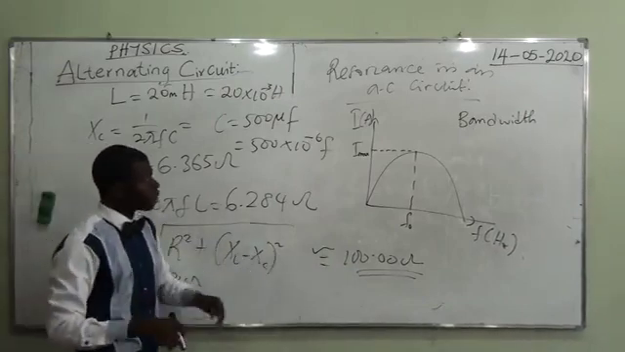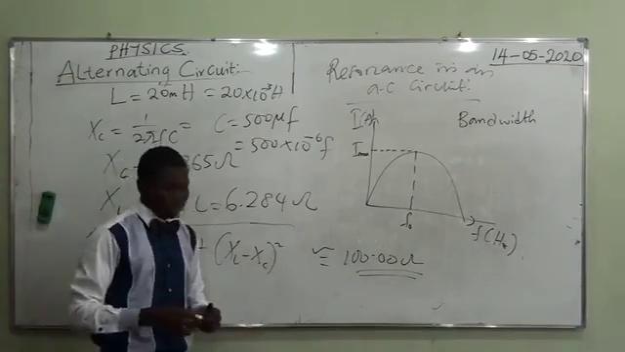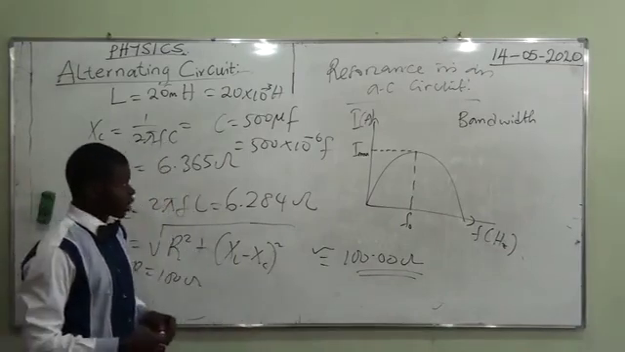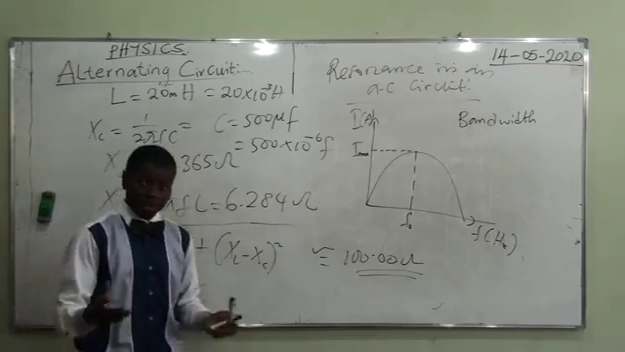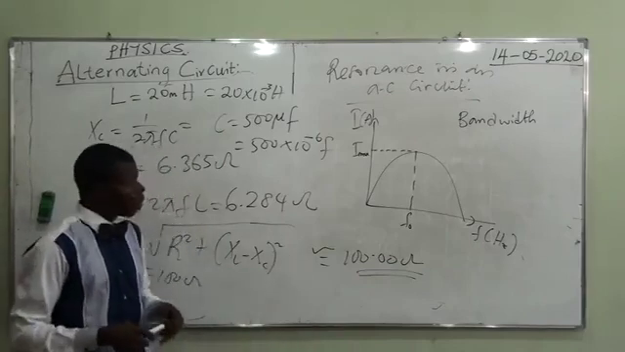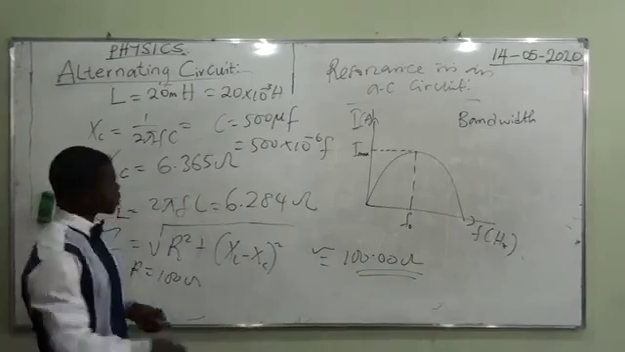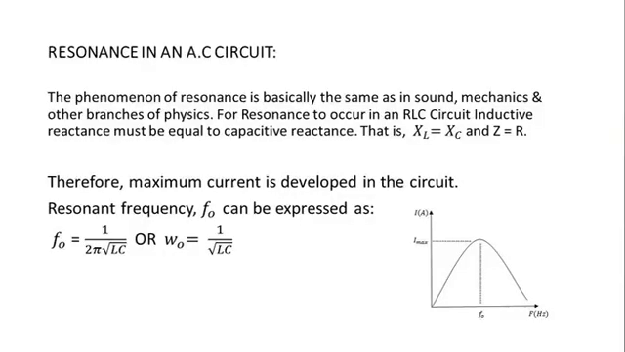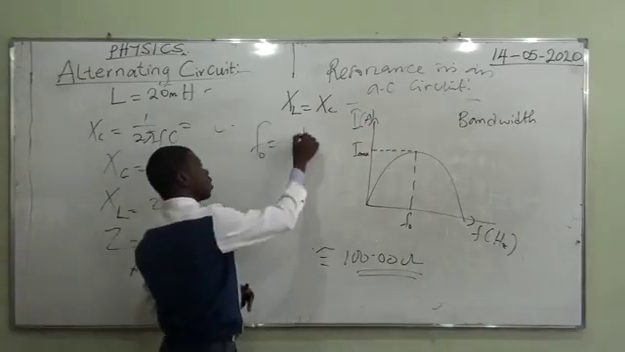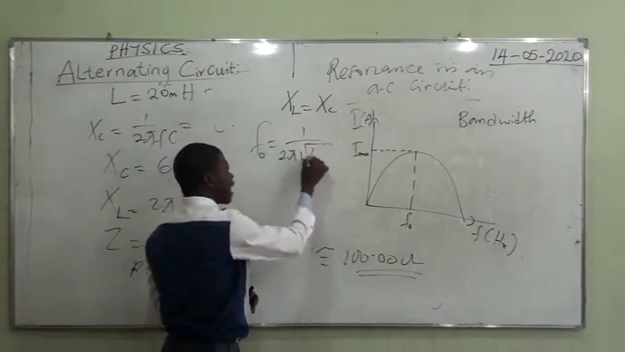Now, that reminds me, we don't talk about resistance in an AC circuit, we talk about resonance. Resonance is generally the same way in physics, either in sound or mechanics. Now, for resonance to occur in an AC circuit, the condition to be met is that the inductive reactance must be equal to capacitive reactance. This is the only condition that will make it possible for resonance to occur in an AC circuit. And if that happens, we obtain what is called the resonance frequency, which is 1/2 pi square root of LC.